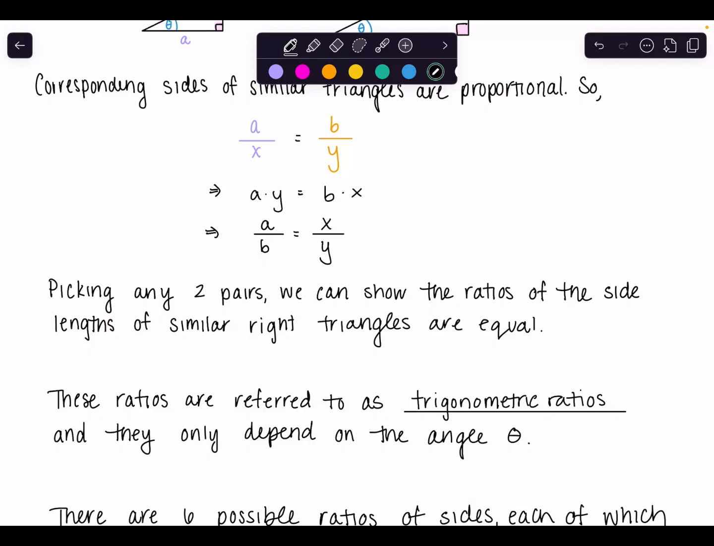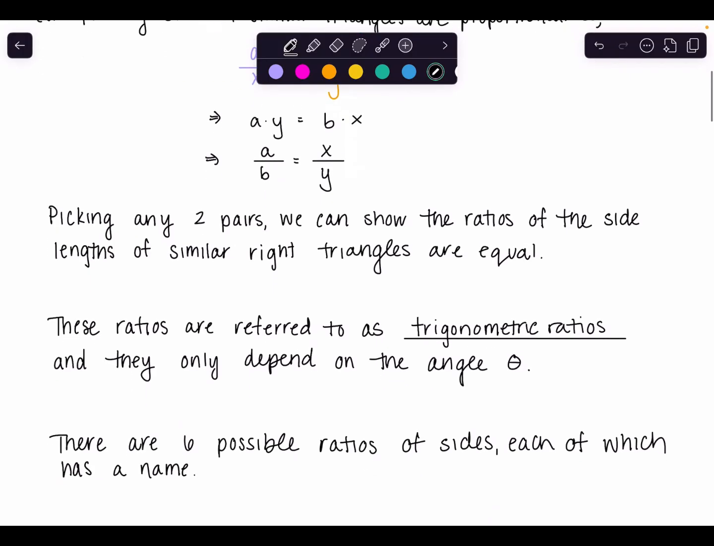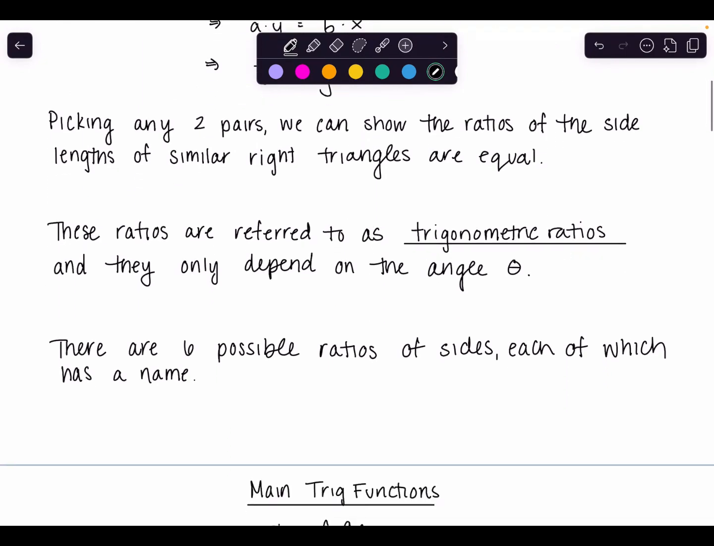Again, the triangle is really only defined by one angle because the other is a right angle. So if I know that angle, I immediately know all of these different ratios, what they have to be. So in total, there are 6 possible ratios of sides. Each one of these has a name, and those are our 6 trig functions.